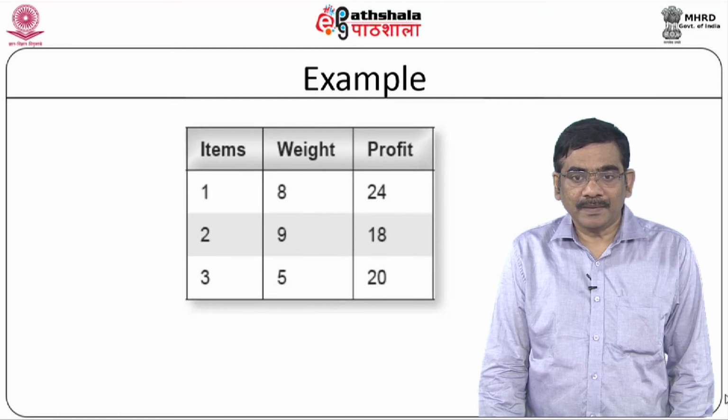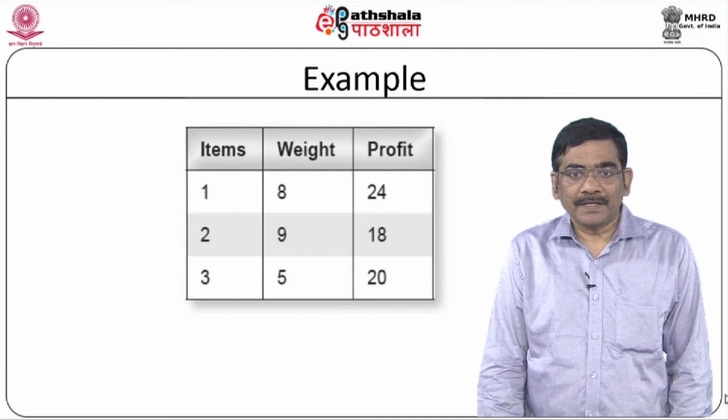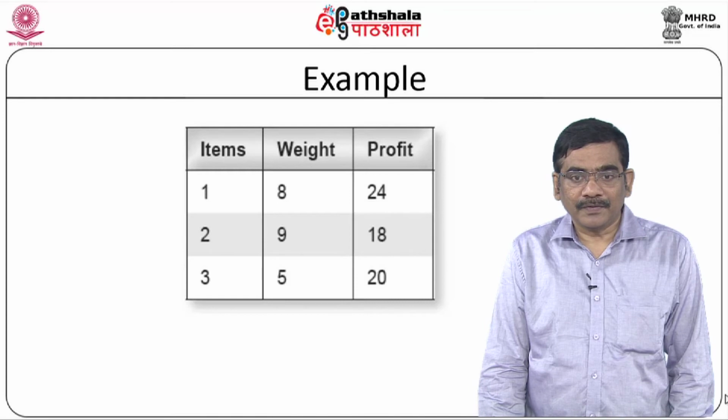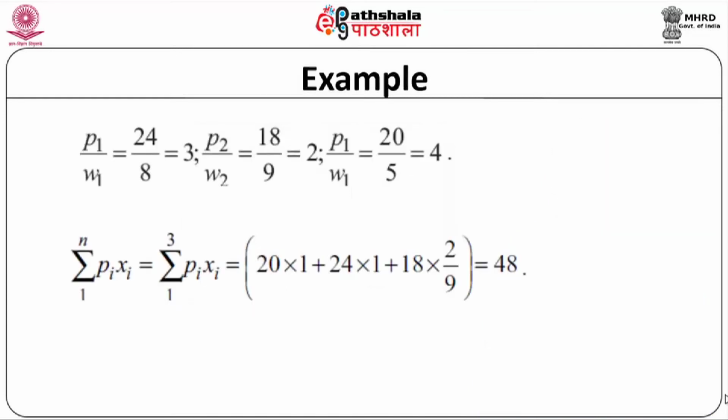So, you have the weight profit ratio. As we discussed earlier, the best criteria is profit to weight. So, I will compute this. You can see that it is coming as 3, 2 and 4. So, you can see that for P3 by W3 it is going to be 4. That means I am going to fill that, then I am going to fill with the next one, and I am filling the remaining with the next item. So, the profit is coming as 48. This is the answer for this particular problem.